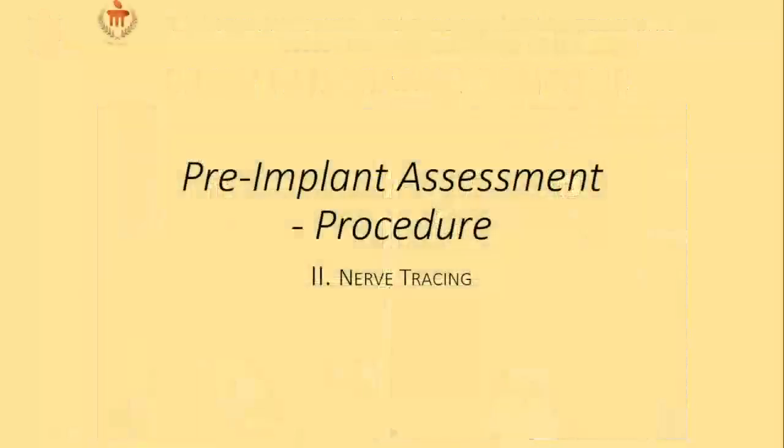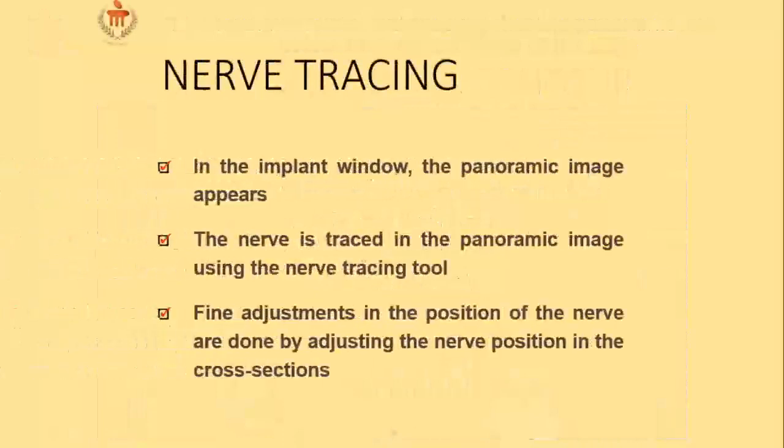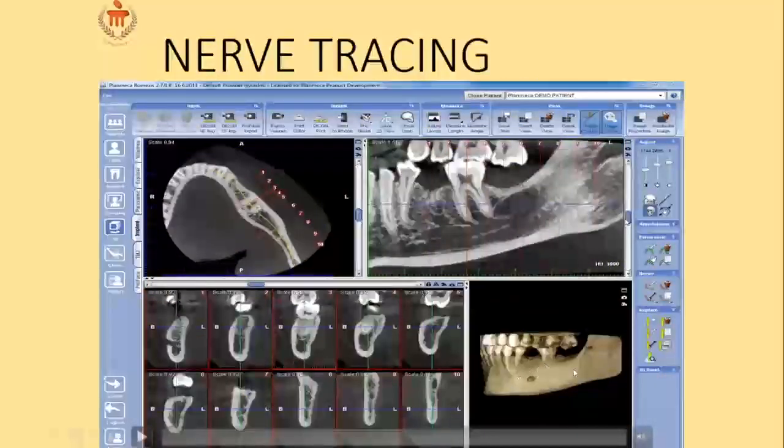The next step is to nerve trace, especially if it's the mandibular canal. You do not want the implant to sit on the canal. So the next step is to go through the panoramic, after you have a panoramic image, look at various cross sections and start to identify, okay, that's where my mental foramen is. I start to trace, and then I would get a nice nerve tracing done.